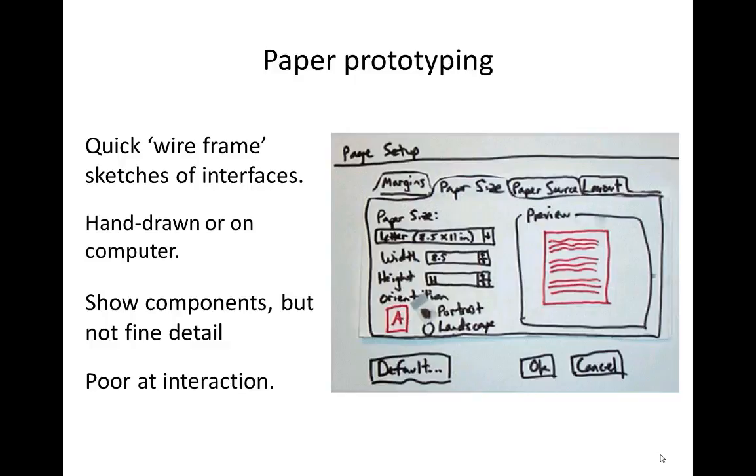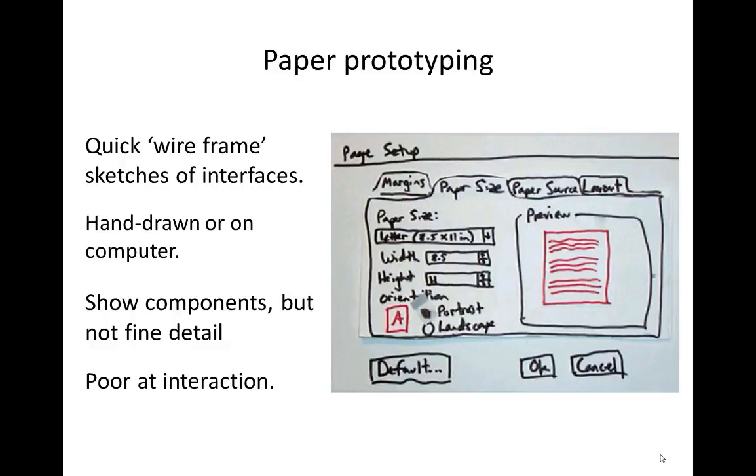So the usual thing for a computer-based interface, a screen-based interface, is to draw up a paper prototype, also known as wireframes. I ask you to do this, and it's exactly what it says on the tin. You just draw, hand drawn or on a computer, a little diagram that shows the various components that you're intending to have on your web page. You don't need fine detail. It's just a wireframe, a rough exploration of how you might do things.